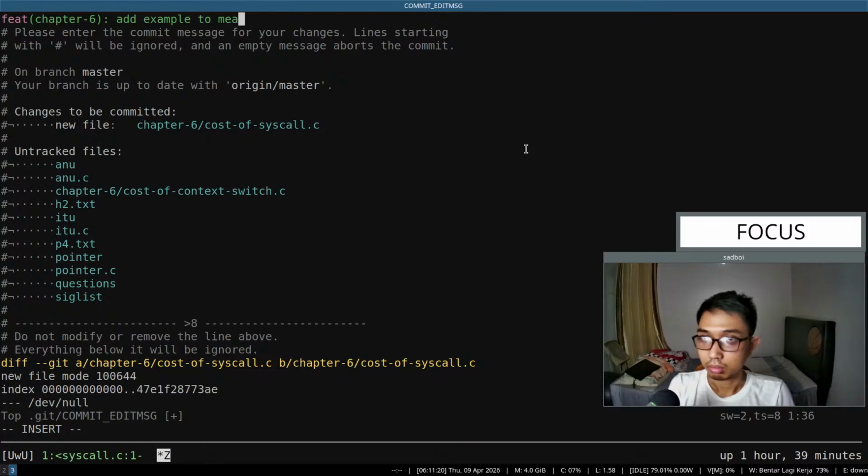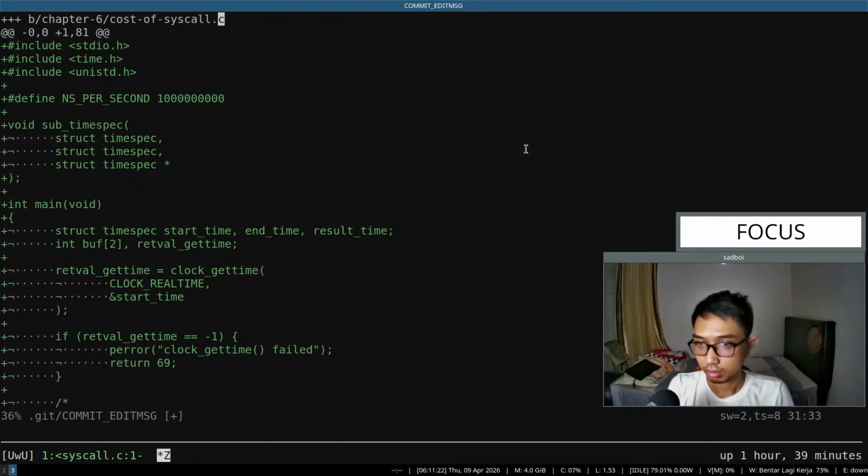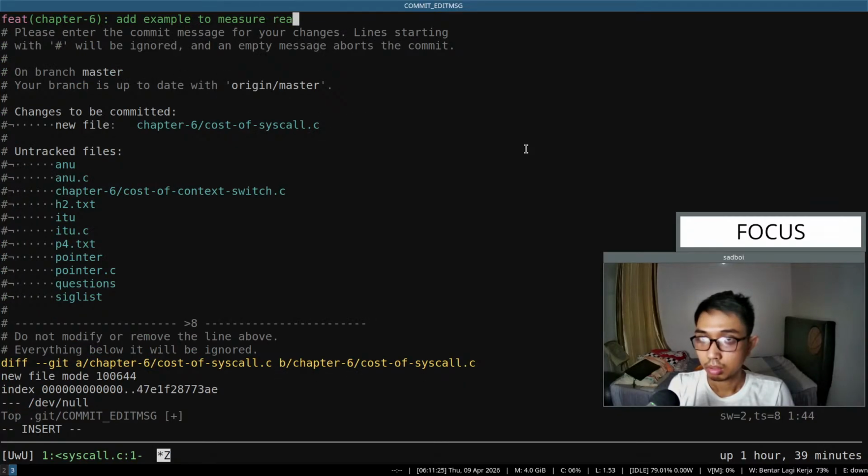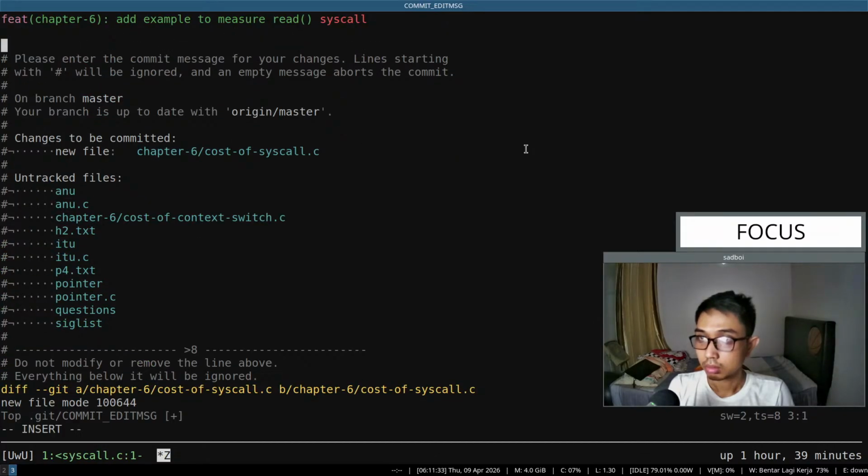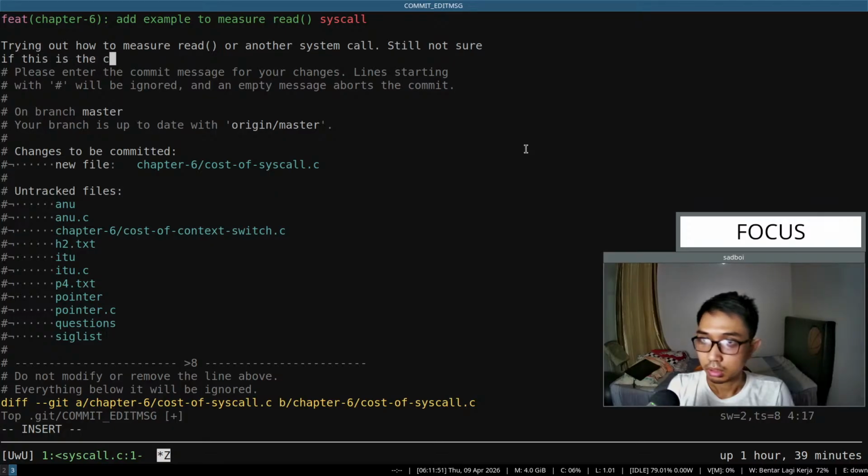Example to measure, which is called, trying out how to measure or another system call. Still not sure if this is the correct one.